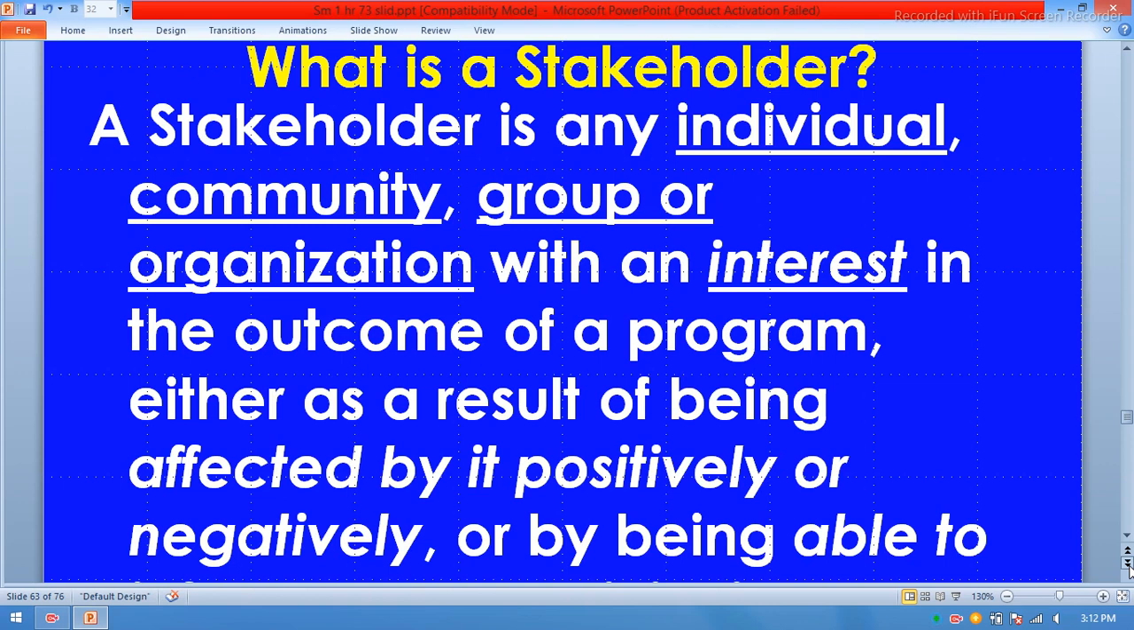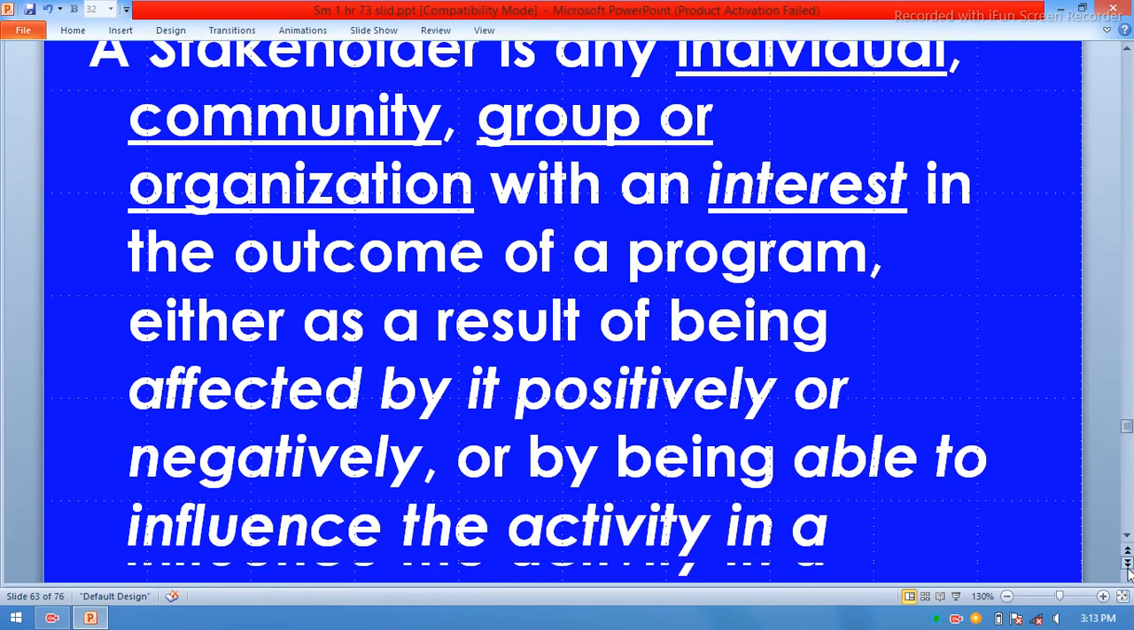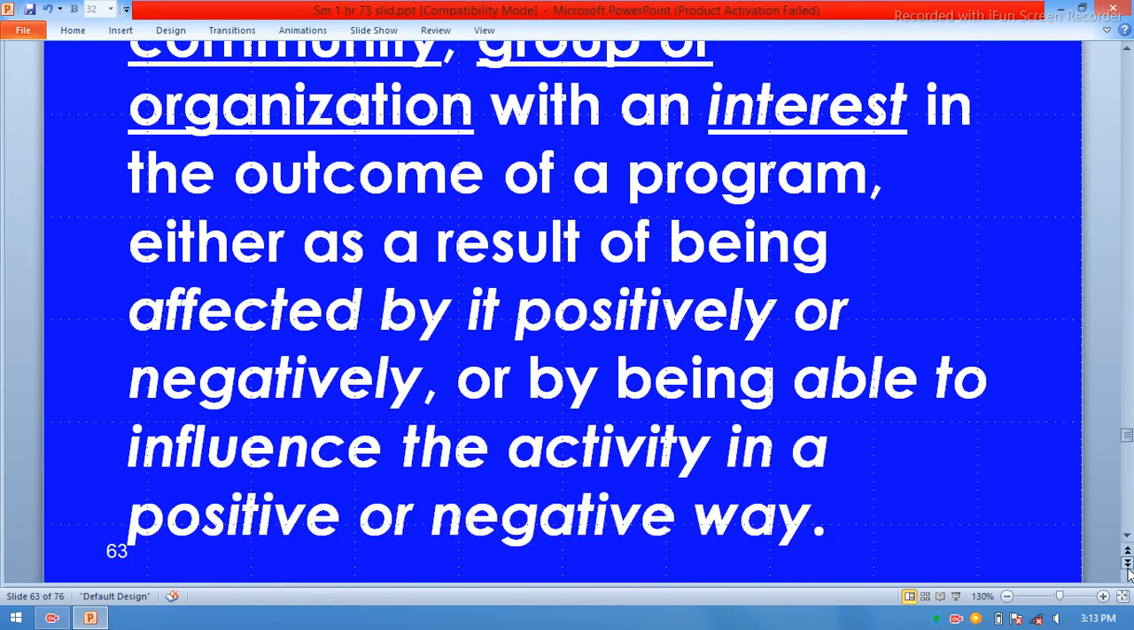Stakeholders are very important in social mobilization, so a short briefing is presented about stakeholders. A stakeholder is any individual, community group, or organization with an interest in the outcome of a program, either as a result of being affected by it positively or negatively, or by being able to influence the activity in a positive or negative way.